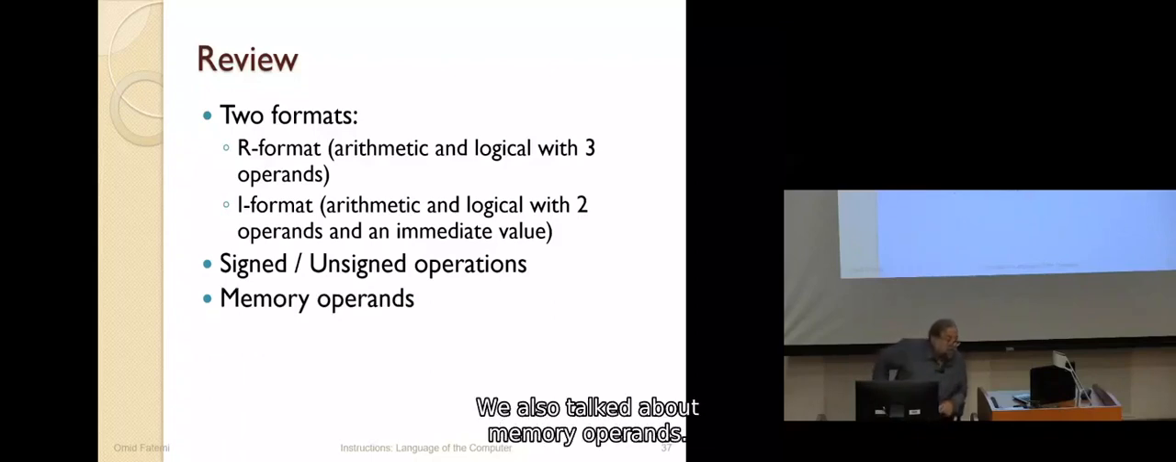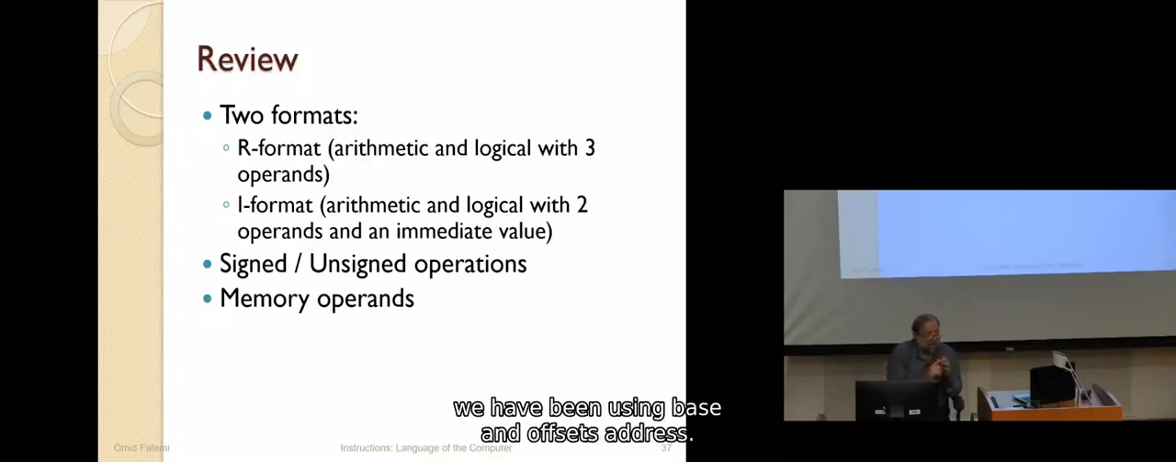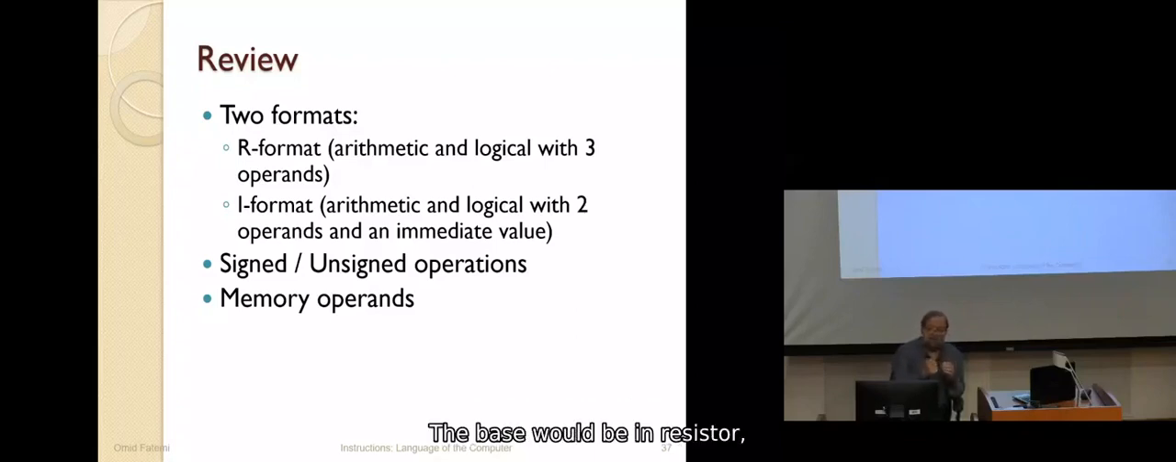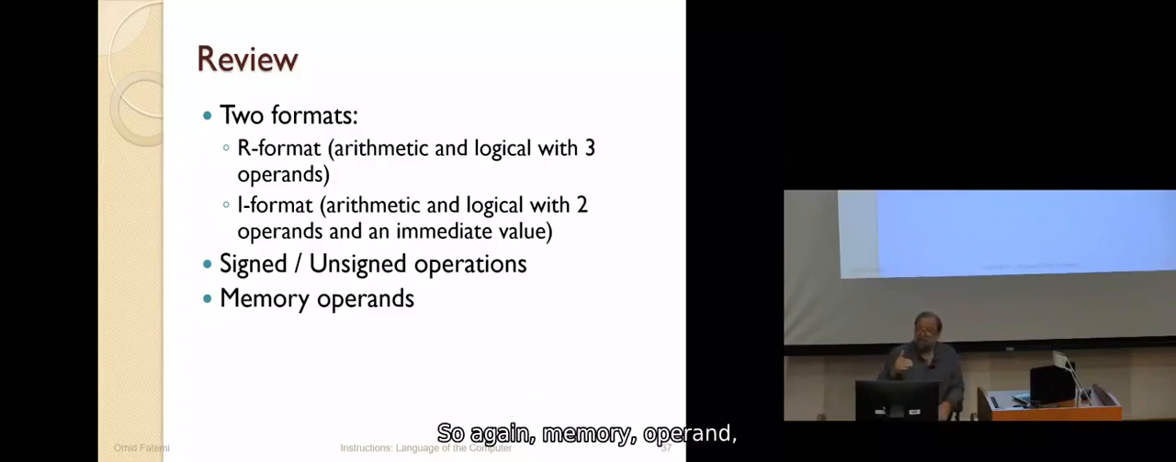Then we also talked about memory operands. So up to now we had register operands, we had immediate operands. The third one is memory operands. For memory operands, in MIPS, we have been using base and offset address. The base would be in a register, and the offset would be an immediate value, a constant.